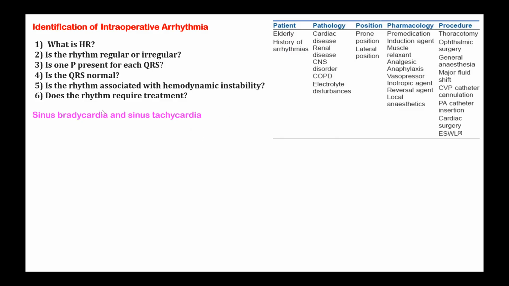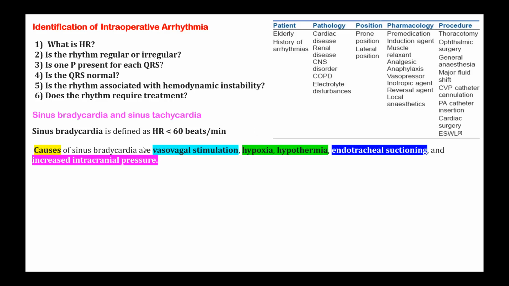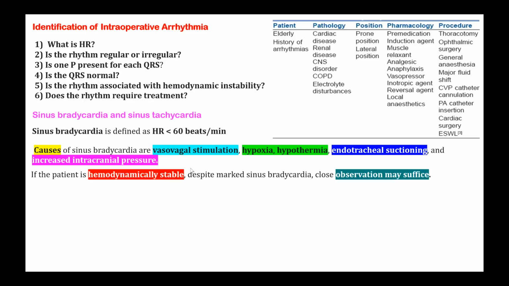Now coming to the various arrhythmias, sinus bradycardia and sinus tachycardia are the commonest so-called arrhythmias under anesthesia. So bradycardia is defined as heart rate less than 60 beats per minute. And the causes of sinus bradycardia are vasovagal stimulation, hypoxia, hypothermia, endotracheal suctioning, and raised intracranial pressure. Another important cause which should not be forgotten.